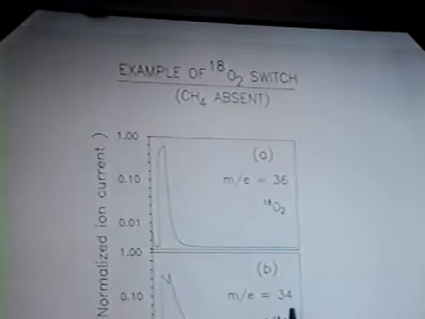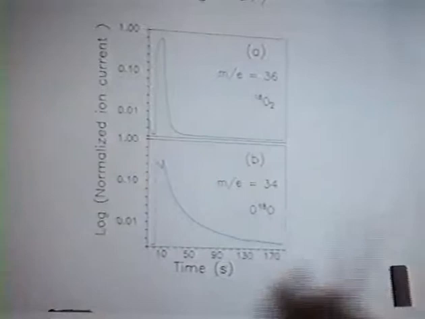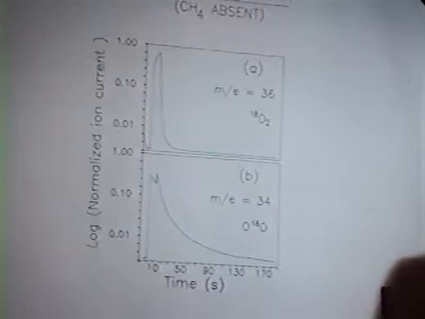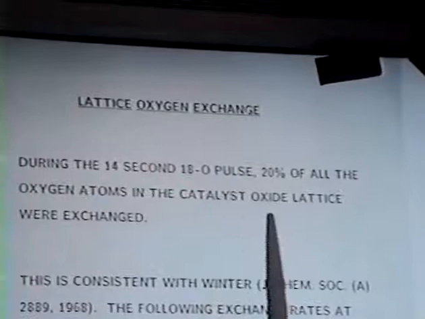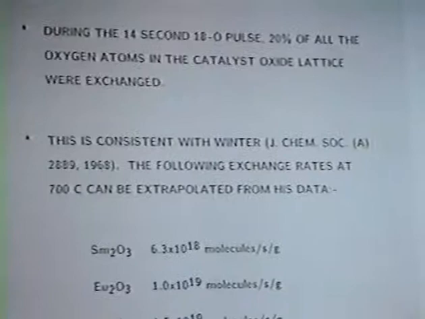And you can see that there is a strong exchange between the gas phase oxygen and the lattice oxygen of the catalyst. Again, if we integrate under these curves and compare that integral with the pulse, we can easily determine how much oxygen is exchanged. And it turns out that during the 14-second O18 pulse, 20% of all the oxygen atoms in the catalyst oxide lattice were exchanged. Now, we've since done complete oxygen switches, and you can exchange 100% of your samarium oxide oxygen atoms in about 60 seconds.